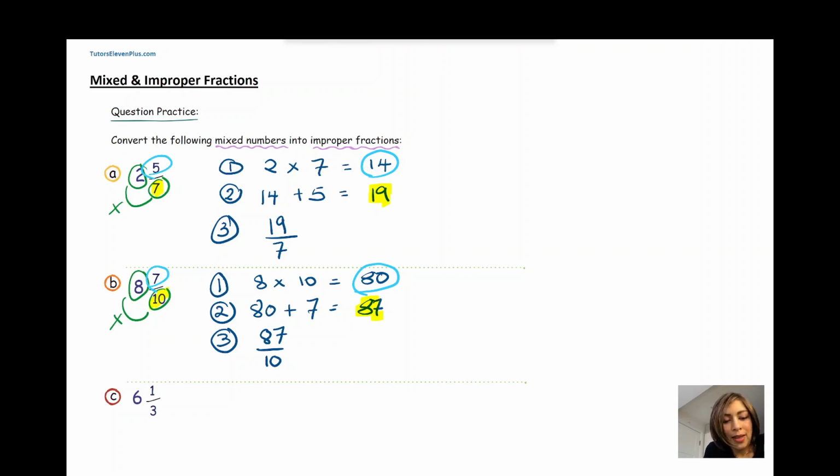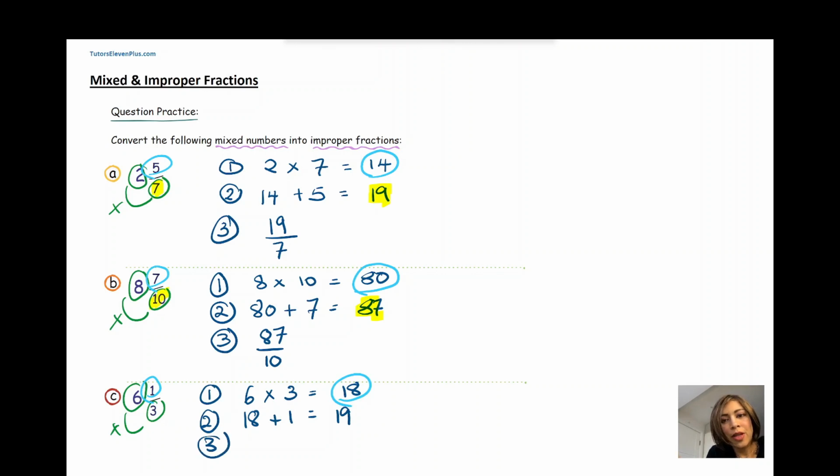Finally, question C. Let's follow the steps again. Step 1, multiply the whole number by the denominator. That is 6 times by 3 gives us 18. Step 2, we then take this 18 and we add it to the numerator. 18 plus 1 gives us 19.